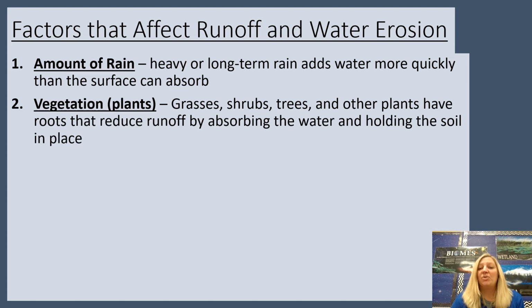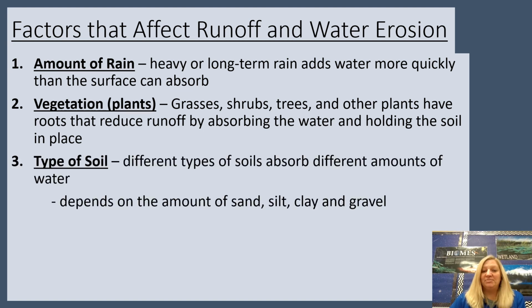Vegetation, or plants, grasses, shrubs, trees, other plants, have roots that reduce runoff by absorbing the water and holding the soil in place. So plants actually reduce runoff, and if you cut down trees and plants, you're actually increasing the amount of erosion you're going to have.